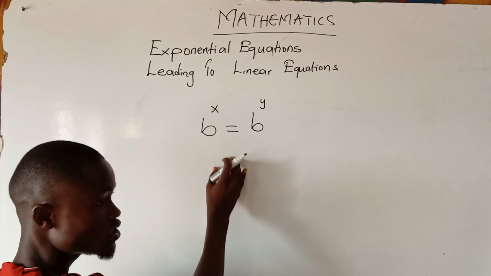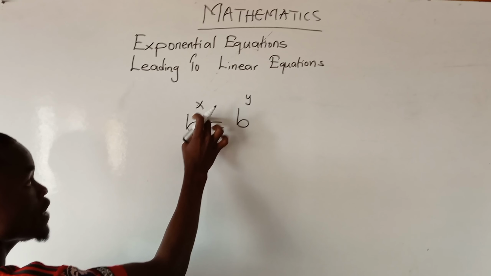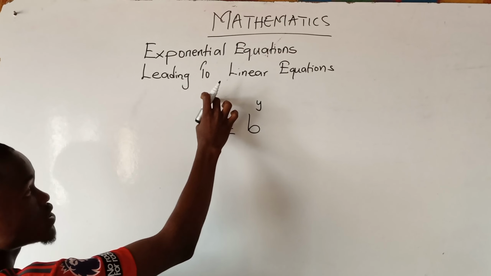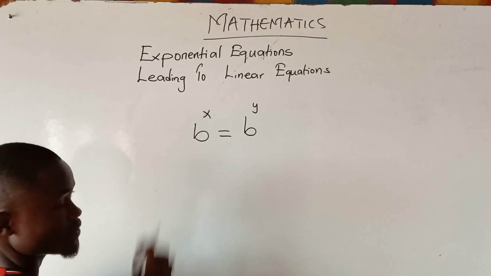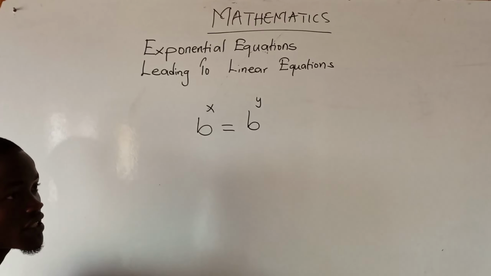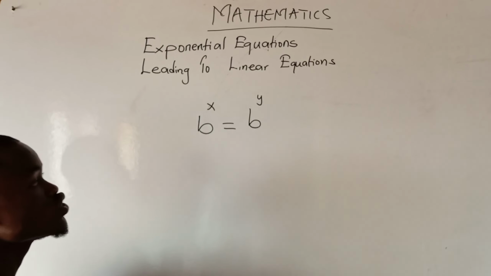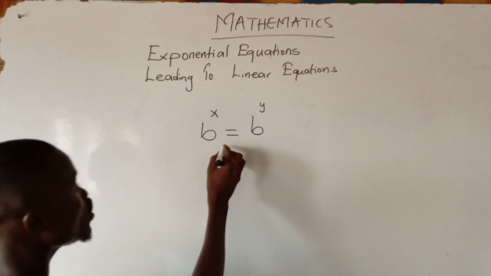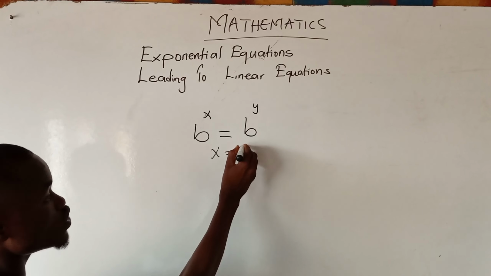Mind you, this expression is called what? Exponential equation. This base is what? B. X is what? Index. This also, y is what? Index. So when you are dealing with exponential equations, once you have made the bases the same, what you need to do is equate the powers.